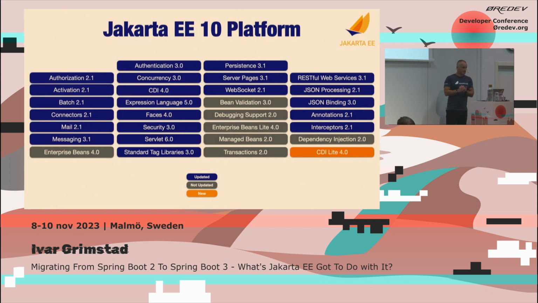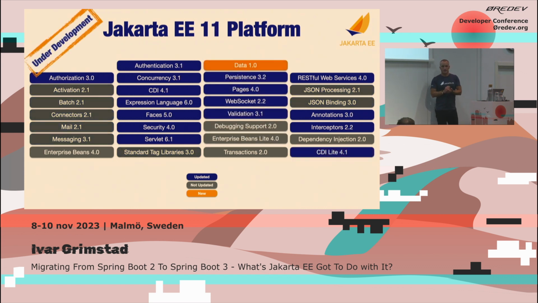So to sum up, Jakarta 10 has a lot of specifications. Some of them are more relevant than others to Spring. I talked about 3 of them here today. Jakarta 11 is coming. The blue ones are the ones that will be updated. You see validation will be updated for Spring Boot, for Jakarta 11. Persistence is getting a lot of goodies for developers you can also use directly in Spring. Servlet is going from 6 to 6.1. Probably not that big of an impact for Spring, but still it's an update. And we're adding Jakarta Data.